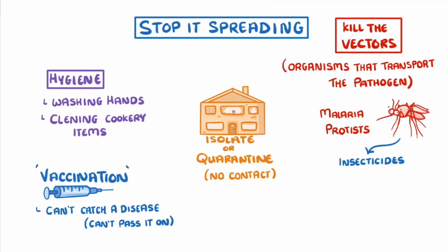So just to quickly recap, pathogens can be spread in 3 ways: through the air, through contaminated food or water, or through direct contact. And to reduce this spread, we can do 4 things. We can be hygienic, we can kill the vectors, we can vaccinate people, or we can quarantine people. And as we said earlier, we're going to take a look at all of these in more detail over the next 3 videos.